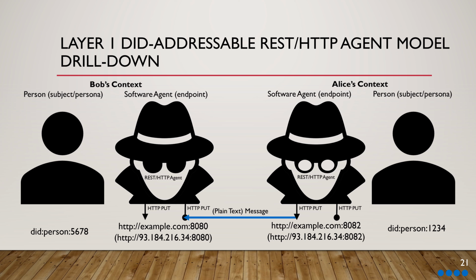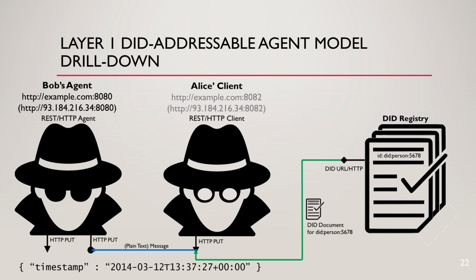And the way that we support DID addressability for REST over HTTP agents is illustrated here with the introduction of the DID registry. And so for Alice's agent to be able to send the message to Bob's agent, Alice needs to know the address of the service endpoint for Bob. Not for Bob, but for Bob's agent.